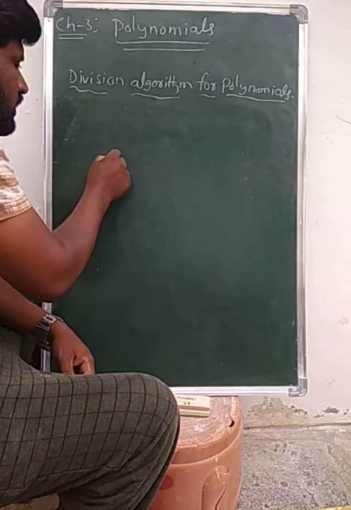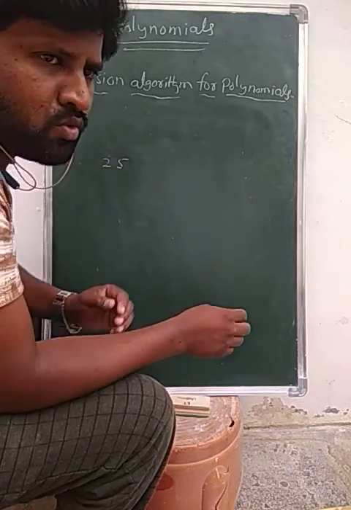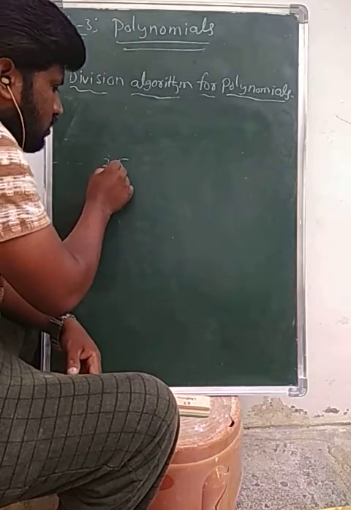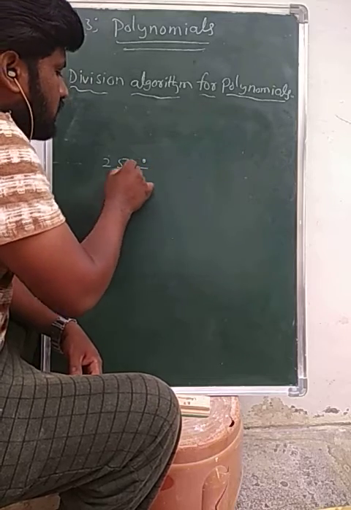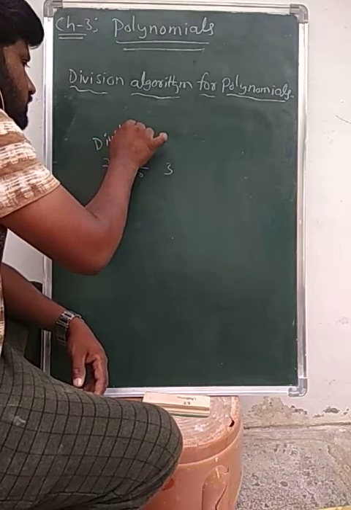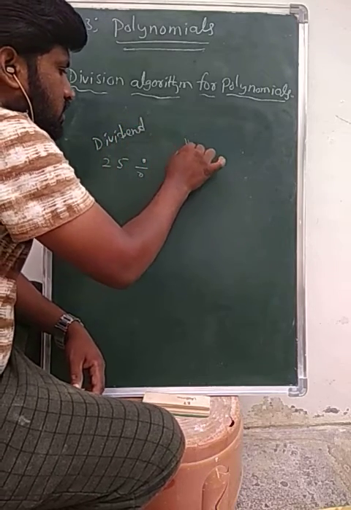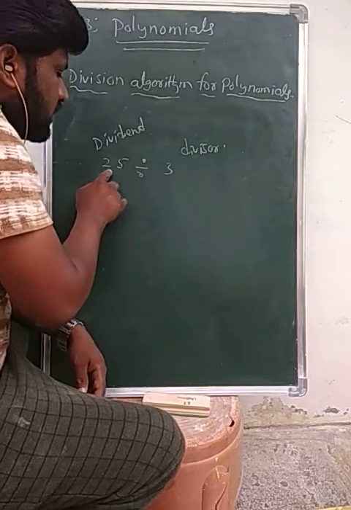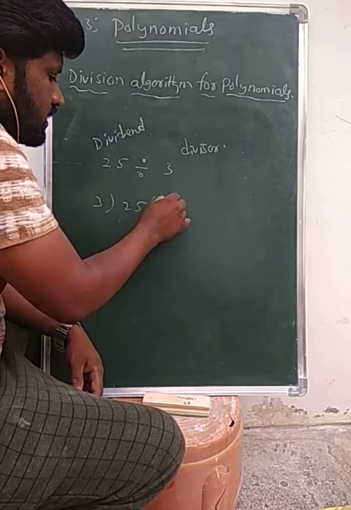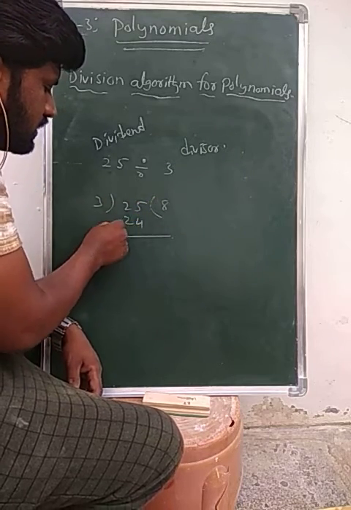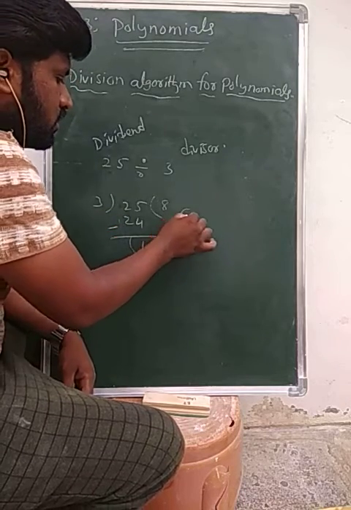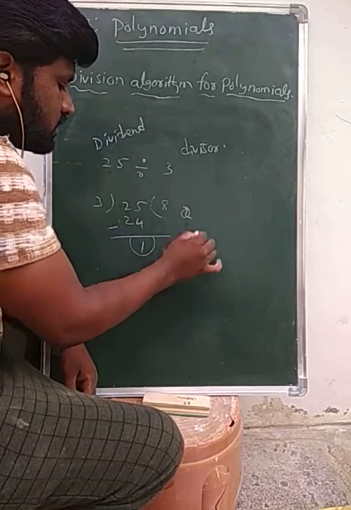We know, for example, if we divide a number by another number. For example, what I am doing here, divide 25 by 3. We know 25 is the dividend and 3 is the divisor. I am dividing 25 by 3. So then what happens, see here, 3 eights are 24, remainder is 1. 25 minus 24, that is 1. We know this is the quotient and this is the remainder.